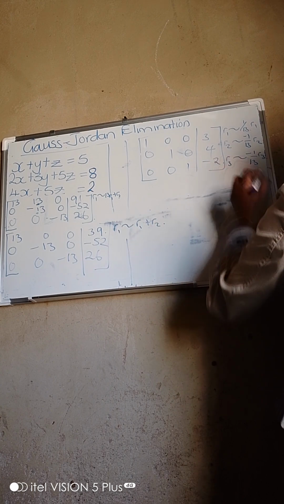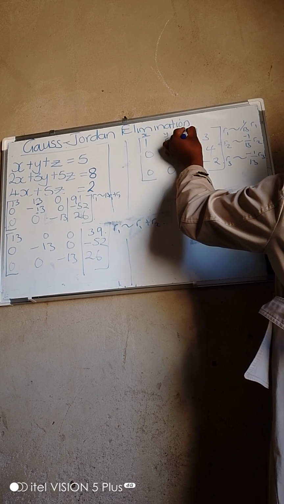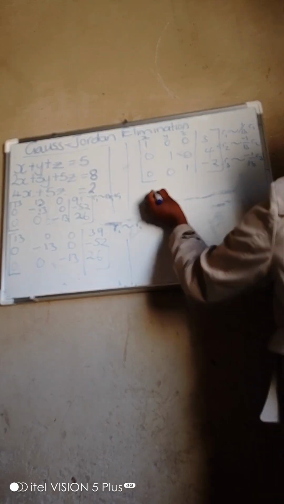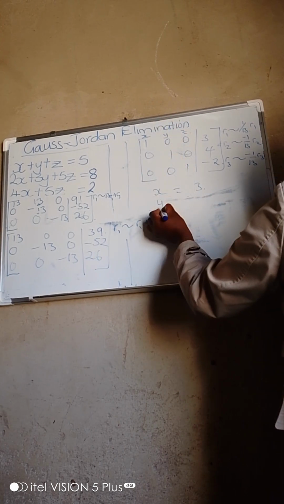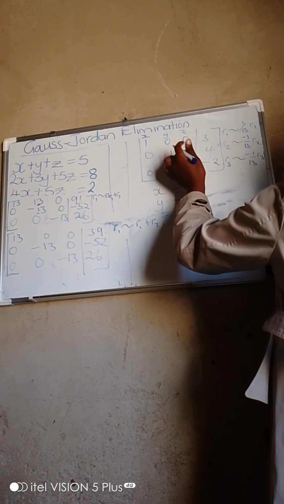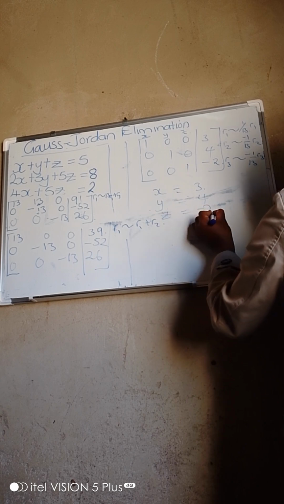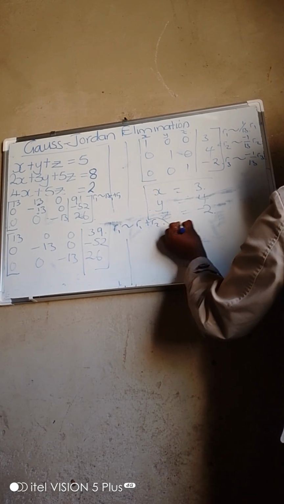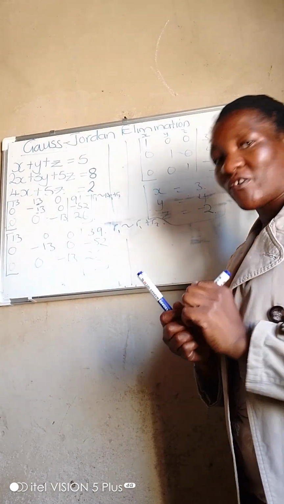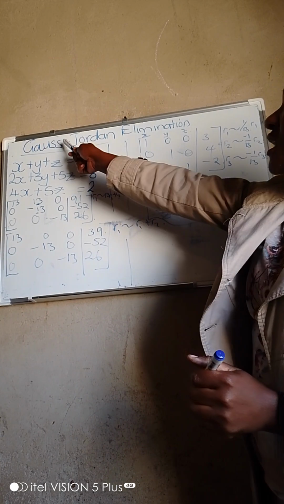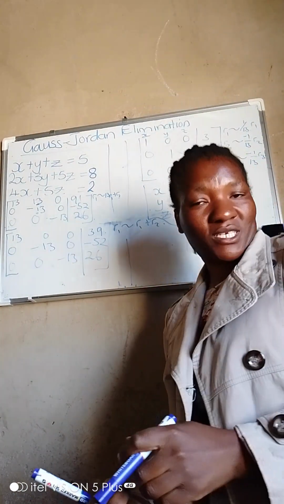minus 2. So remember this is x, y, z. So our x is equal to 3, our y is equal to 4, and z is equal to minus 2. That's our solution for that system of equations using the Gauss Jordan elimination method. Thank you.